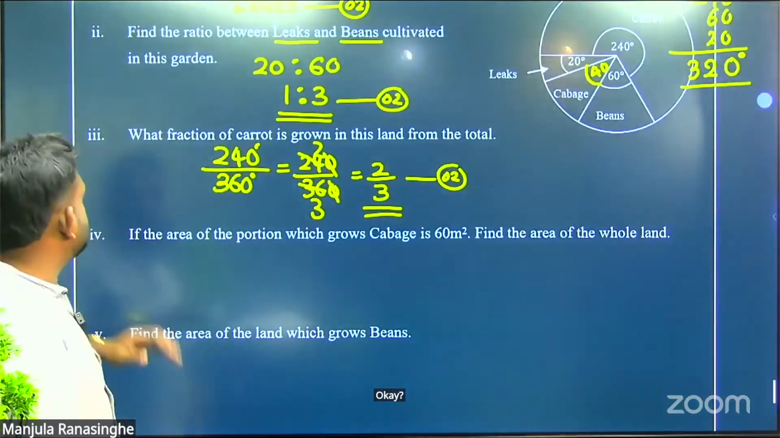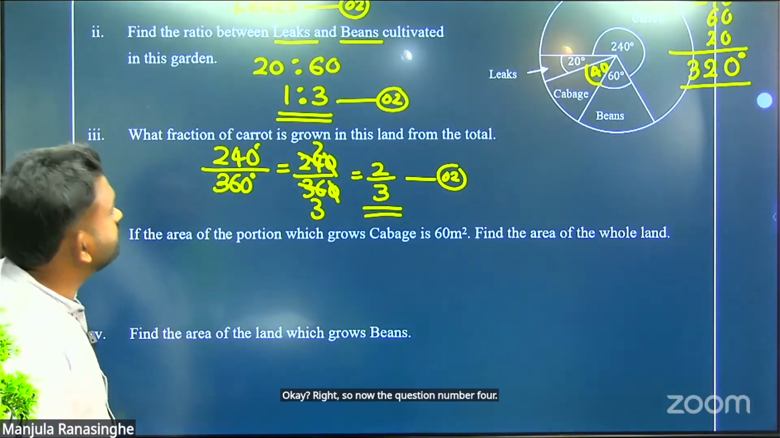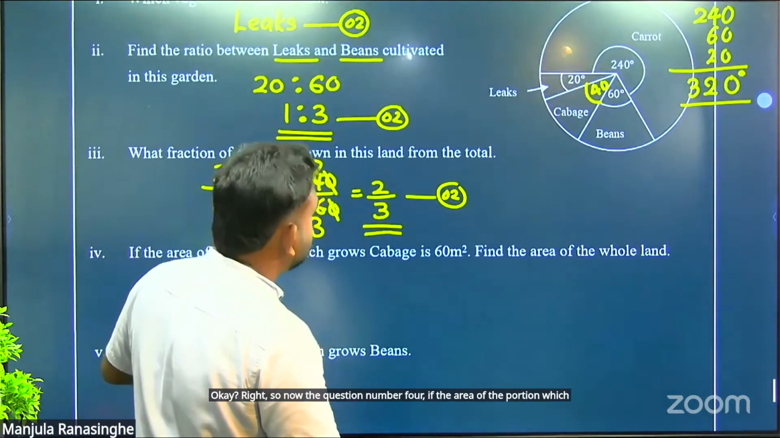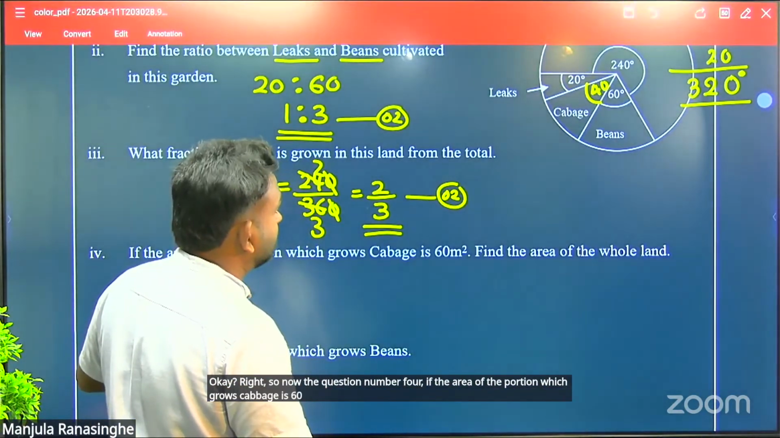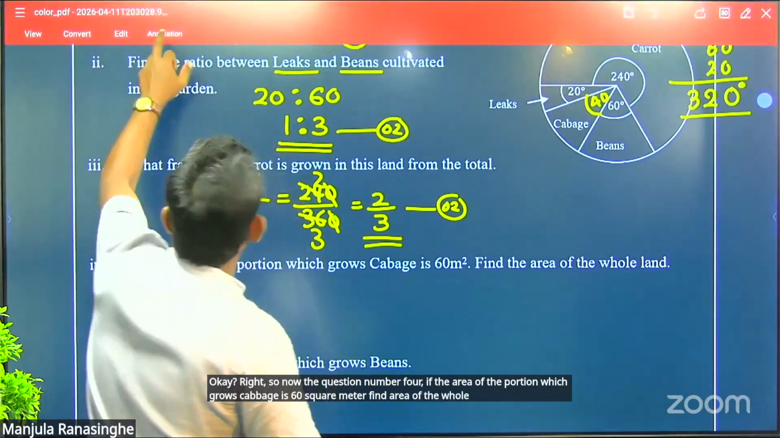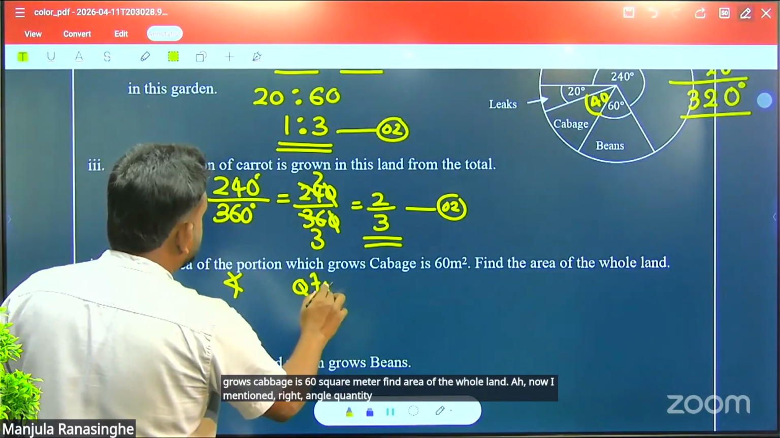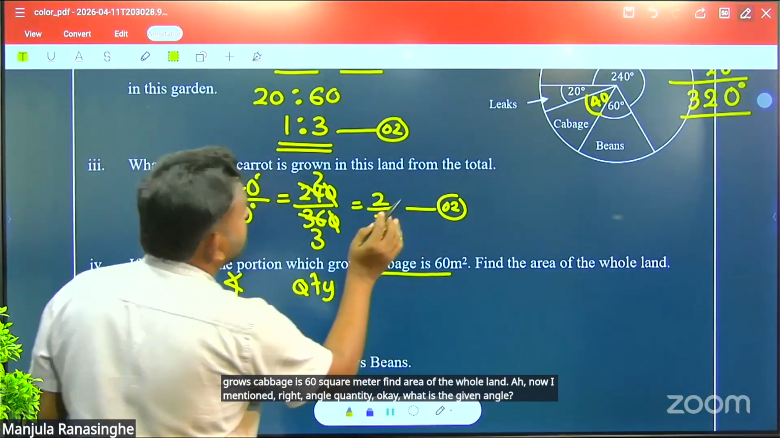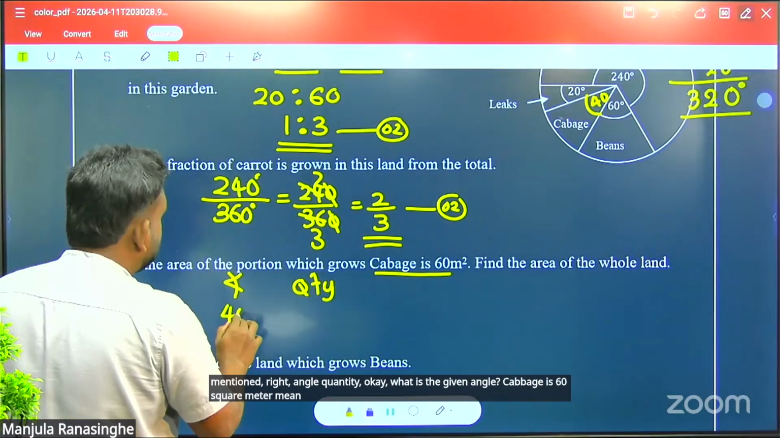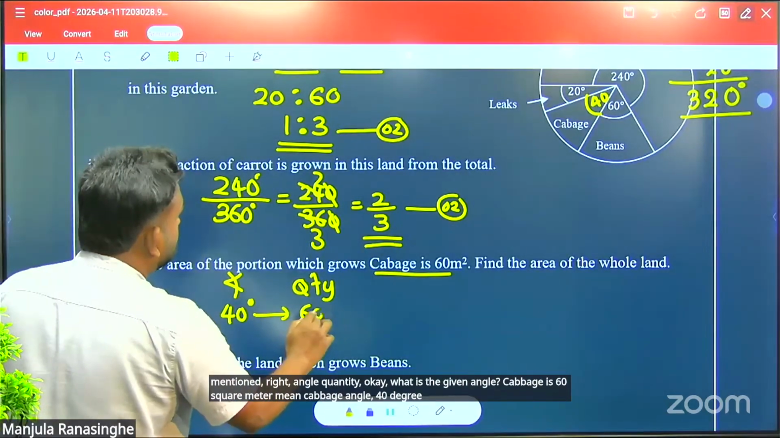Right. So now question number 4. If the area of the portion which grows cabbage is 60 square meters, find the area of the whole land. Now I mentioned, right, angle and quantity. What is the given angle? Cabbage is 60 square meters. Cabbage angle 40 degrees means 60 square meters.